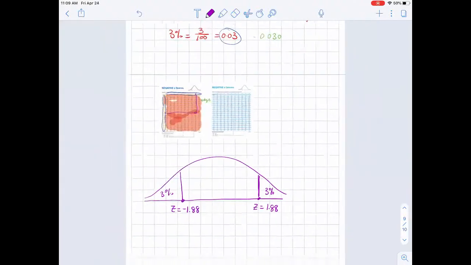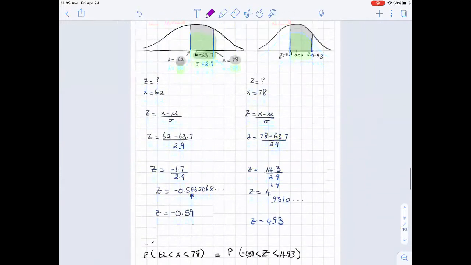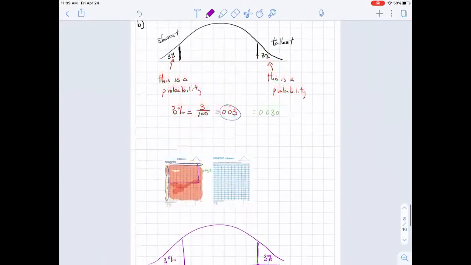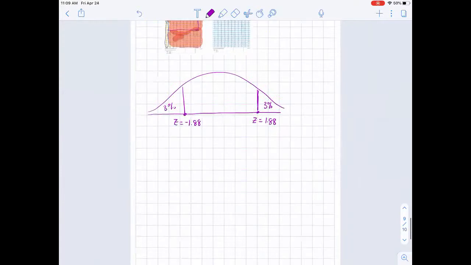So go back to the question. I don't think we answered the question yet. The question is asking if the NAGI changes the height requirement, what are the new height requirements? So they want you to find the X value now. What X will give you this value? Remember, Z is equal to X minus mu over sigma. Now we have Z, we want to find X.